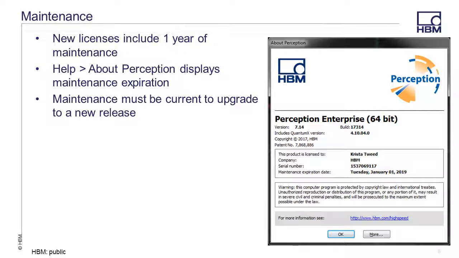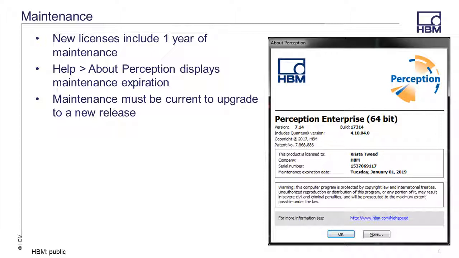Perception maintenance determines whether you are able to upgrade to a new version when it is released. If your maintenance expiration date is later than the software release date, then you can install the new version. If your maintenance expired before the software was released and you try to upgrade to the new version, the installation will not run. To find the maintenance expiration date of a license, go to Help About Perception. The dialog displays the serial number of the license and the maintenance expiration date. You can also click on the More button to see which options are active on the license.